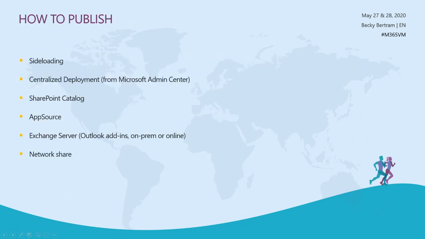Understand how you can publish, whether centralized deployment is from the admin center. You can sideload for testing. You can deploy it in the SharePoint catalog, app sources if you wanted to publish it to the world. If you're deploying Outlook web part or app add-ins, you can do it from Exchange on-prem or the cloud, or you can deploy them from a network share.